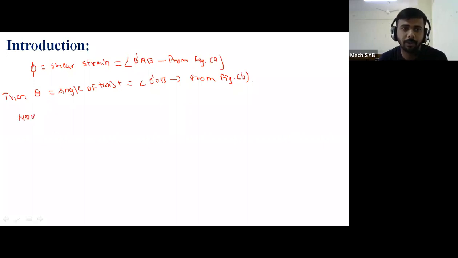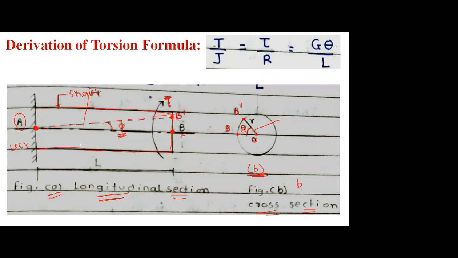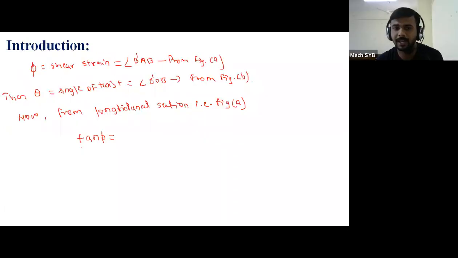Now, one more thing, from longitudinal section, that is figure A. If I have to calculate the tan phi value from the figure number A, what is the tan rule? Opposite upon adjacent. Correct. Front side upon adjacent side.